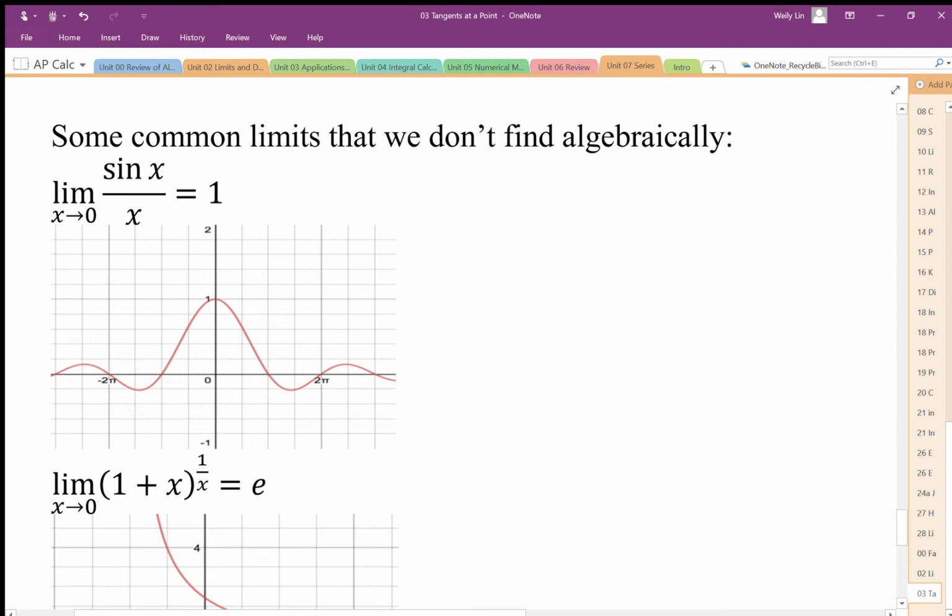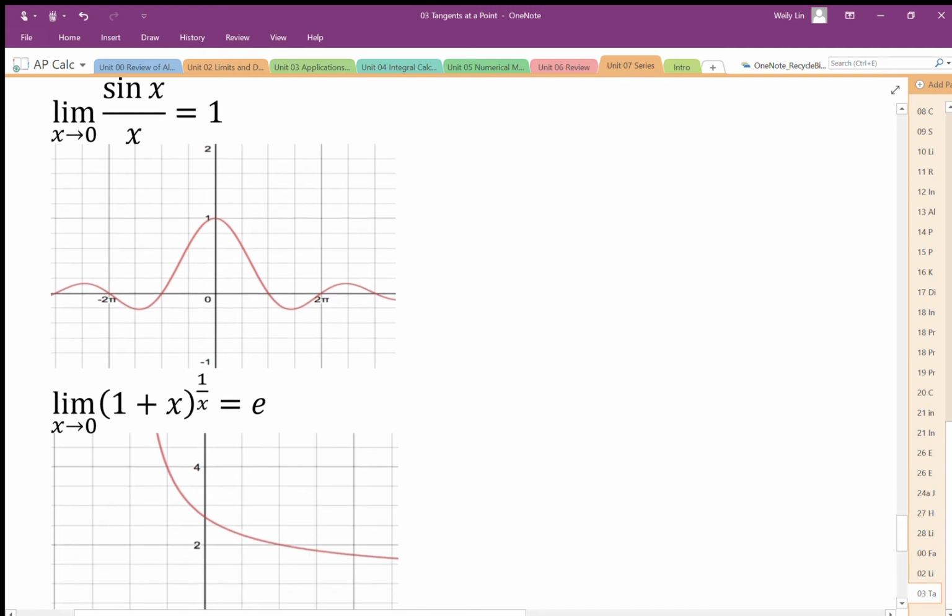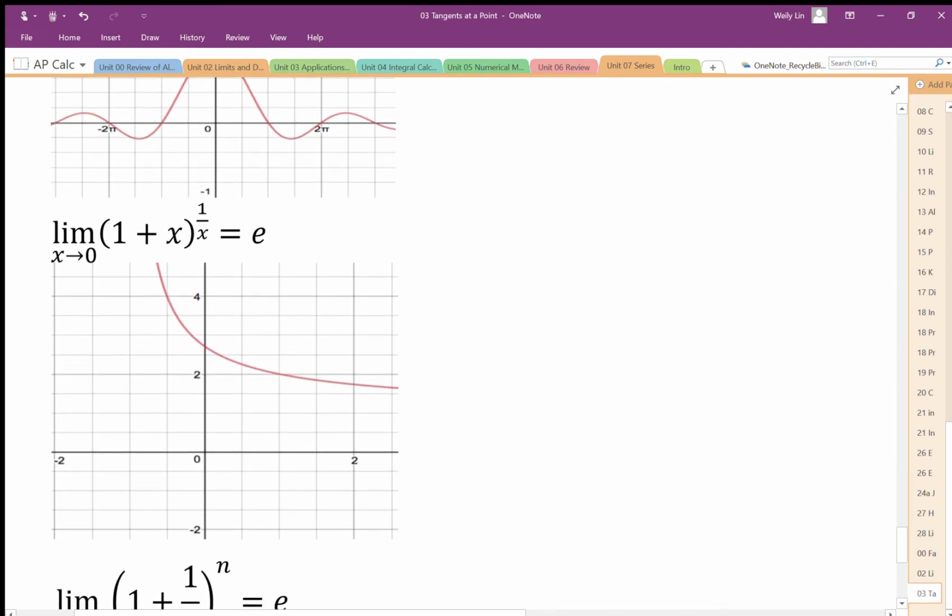So sine x over x is one that we really should know. Sine x over x, as x goes to 0, is equal to 1. This one here is (1 plus x) to the power 1 over x. So this basically becomes 1 to the power infinity, because as we divide by x, we're going to end up with infinity. And that's going to be equal to e, as x goes to 0. You can see that there's a hole there, but that value is at e.